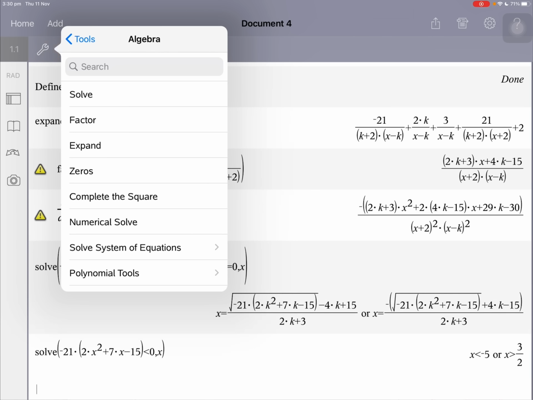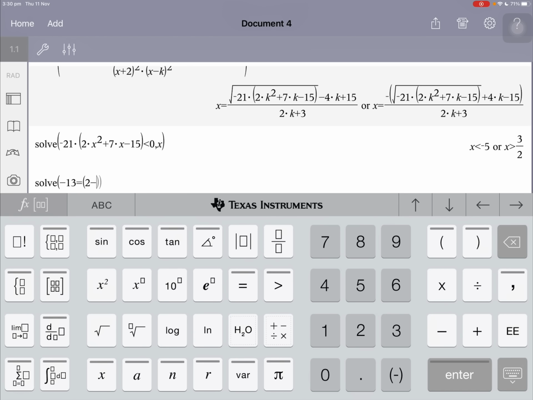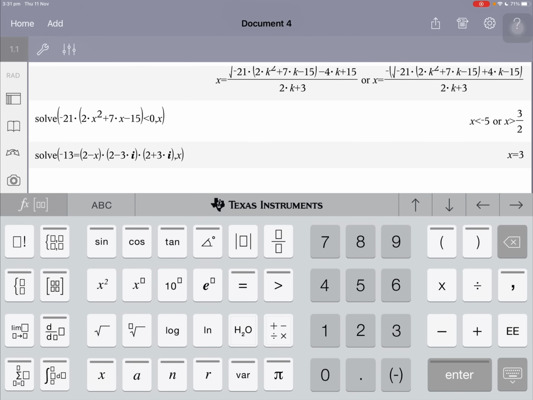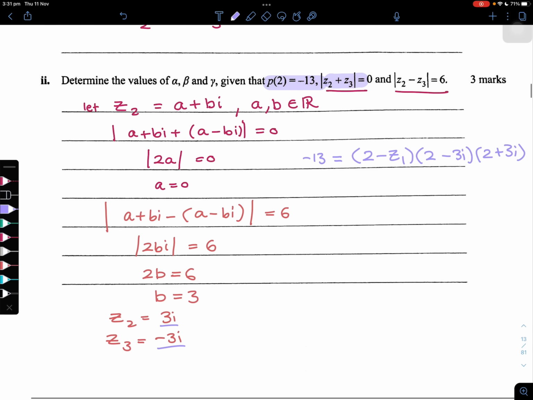So let's go onto the calculator. Let's go solve. And let's go negative 13 is equal to our bracket, which was 2 take z1, I'm just going to call it x. Our next bracket was 2 minus 3i. And then our last bracket was 2 plus 3i. And we want to solve for x. Okay, x is equal to 3. So this tells us that z1 is equal to 3.